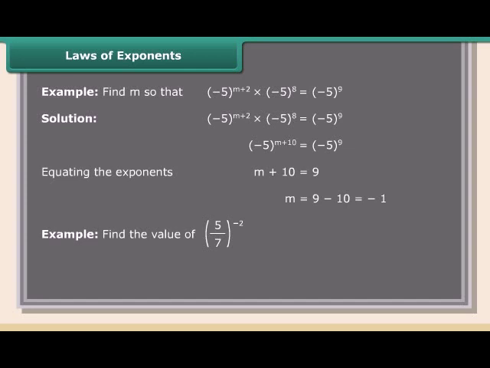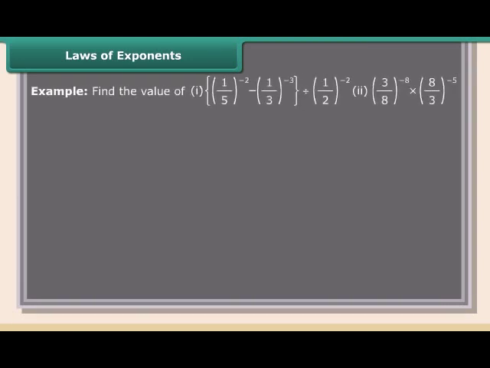Example, find the value of (5/7)^(-2). Solution, (5/7)^(-2) is equal to 5^(-2) upon 7^(-2), which is equal to 7^2 upon 5^2, which equals 49 upon 25.